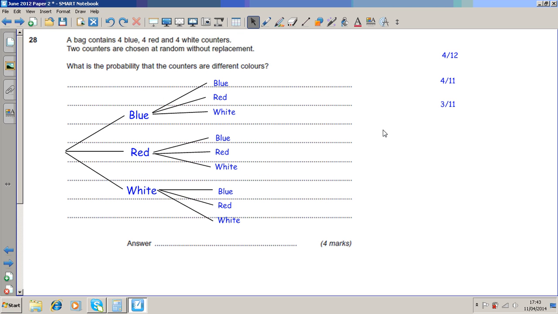Right, last question. A bag contains 4 blue, 4 red and 4 white counters. A counter is chosen at random without replacement. What is the probability the counters are different colours?